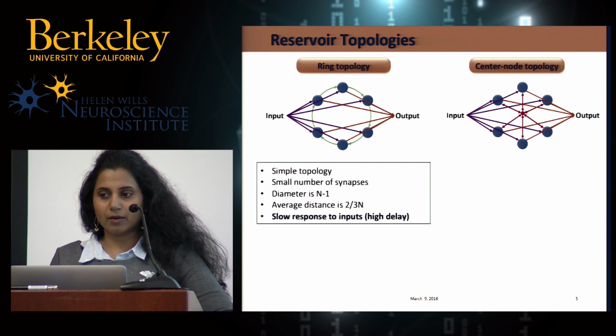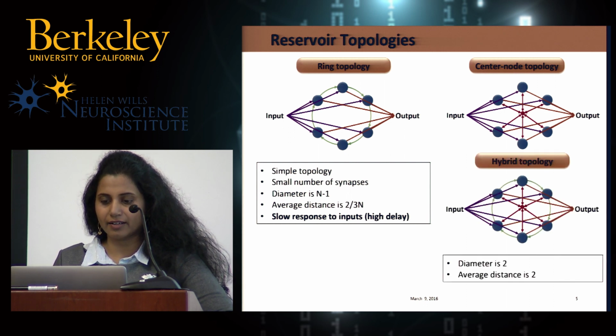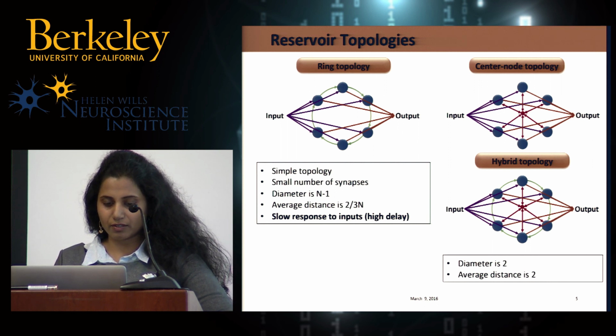We looked at the basic ring topology, which is easy to realize in hardware. It has a smaller number of synapses, and as you can see, the node-to-node connections are very simple, but it also has a very slow response, so it has high delay. Then we looked at other topologies which have center nodes and other hybrid topologies, where the diameter is low and the average distance is low.